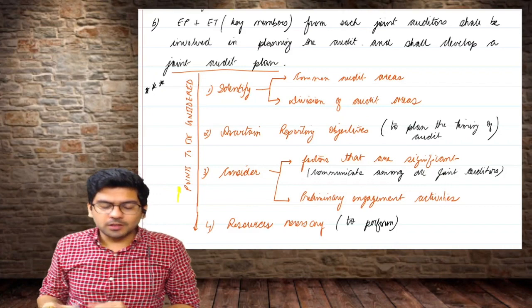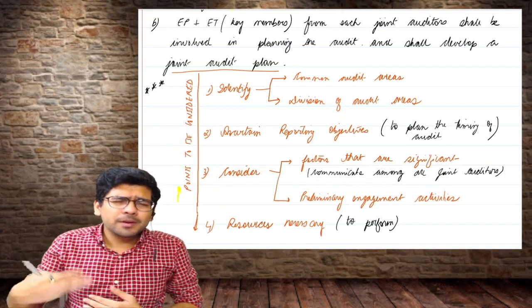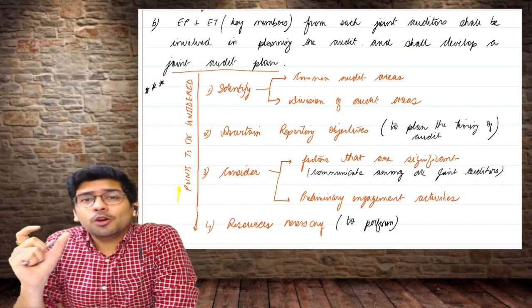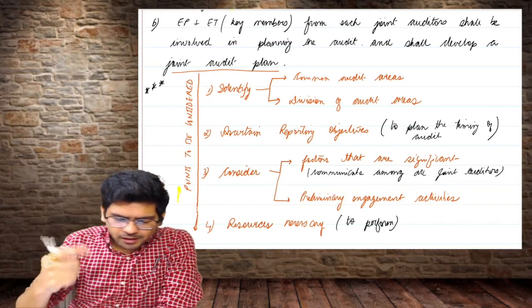This is an important question. While the joint auditors are developing a joint audit plan, what are the factors? What are the points that need to be considered? Very simple again, but let's see.